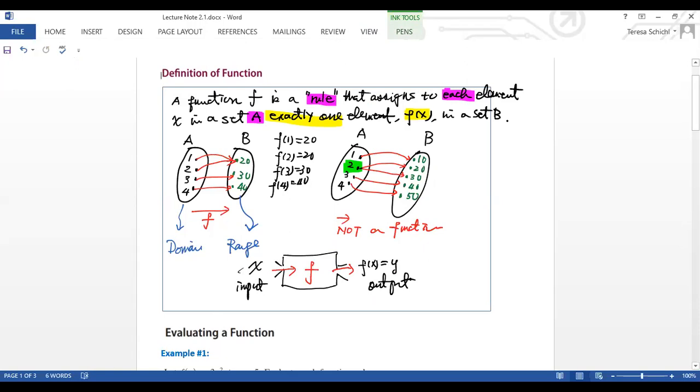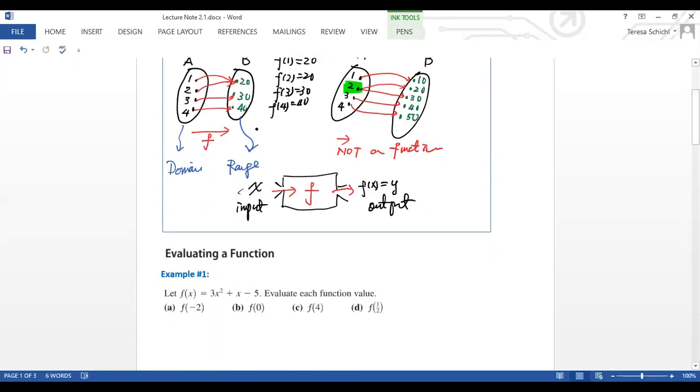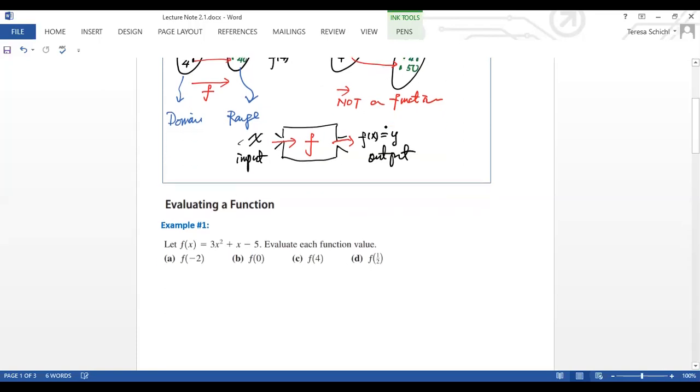One domain number can only have 1 range number, but 2 domain values can form the same range value, that's fine. But 1 value here, you cannot send to 2 values. That's just not a function.